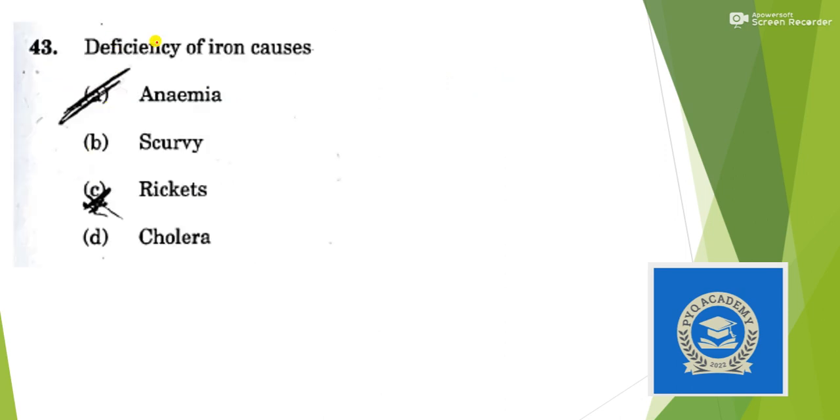Next, deficiency of iron, obviously option A, anemia. Next, if an object of mass 10 kg with a uniform, it was a very easy numerical. The answer is option A. I will provide you a detailed solution in the science video.